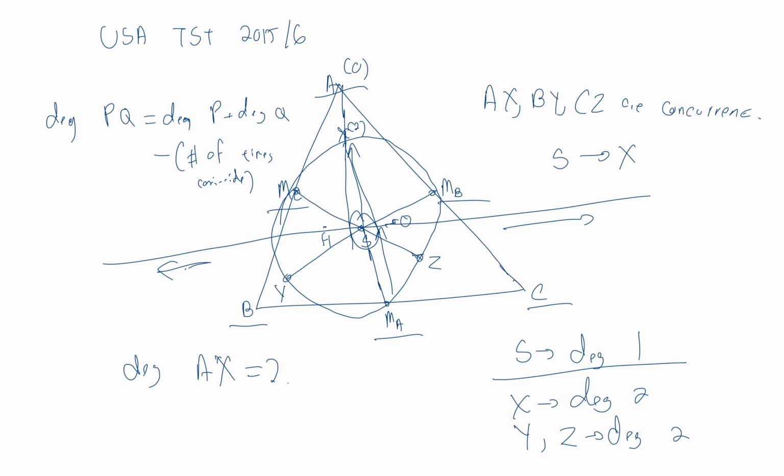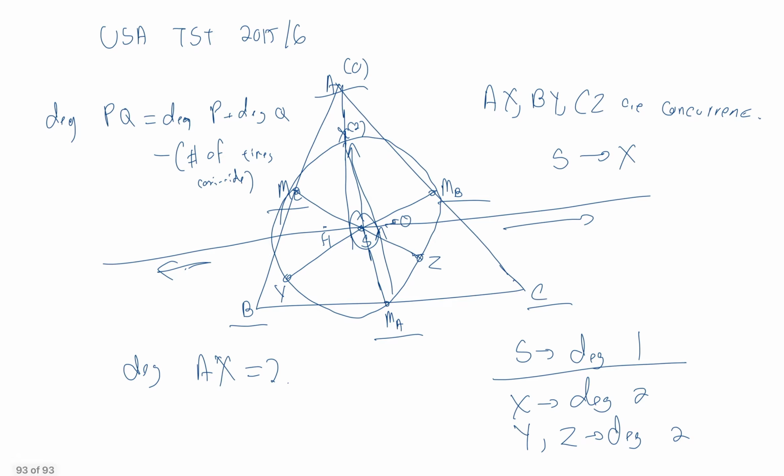And similarly, by symmetry, the degrees of BY and CZ are equal to 2. So we have 3 lines all moving with degree 2, and we want to prove that they concur. There's another theorem, which I'll prove later as well, which states that if we want to prove that 3 lines are concurrent, this statement is of degree the sum of the degrees of the 3 lines.